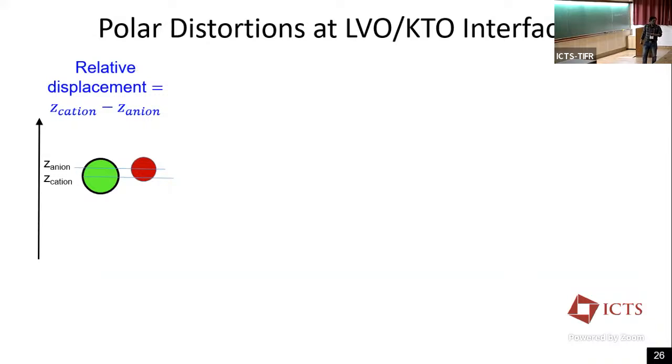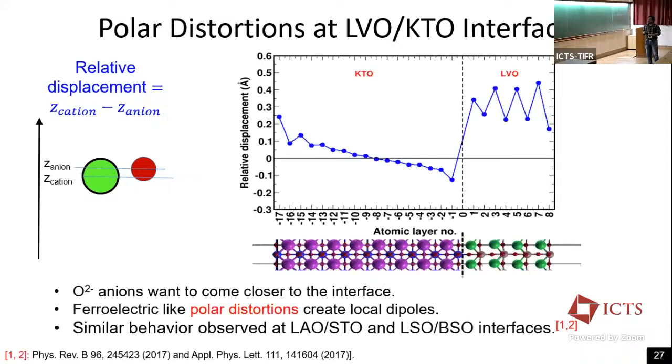Okay, so coming to the structural results, polar distortions of the LVO-KTO interface. First I want to discuss the relative displacement, where at each layer you have a cation and anion, and they get displaced. This is the z coordinate difference between the cation and anion, plotted here. You can see for the KTO part at the interface it is negative, and for the LVO part it is positive around the interface. It tells that the oxygen anions want to come closer to the interface, and that creates a very small electric dipole in each layer. All these electric dipoles in each layer point in the same direction. That gives rise to a ferroelectric-like polar distortion. This is also observed in similar systems.